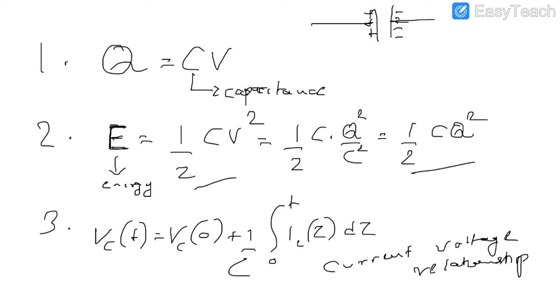So that voltage is given by the initial voltage. This V0 is my voltage at time 0, plus 1 by C times the integral of the capacitive current up to that point.